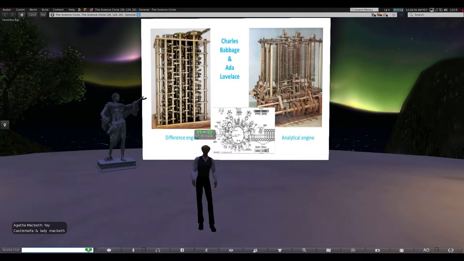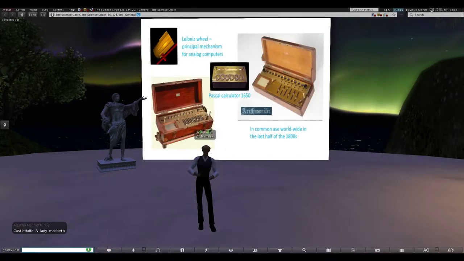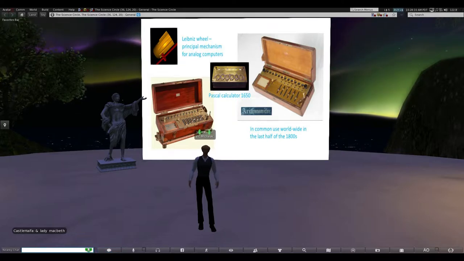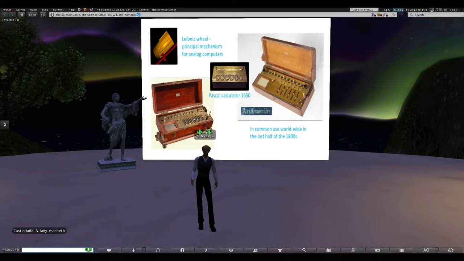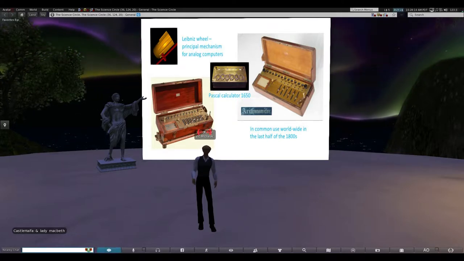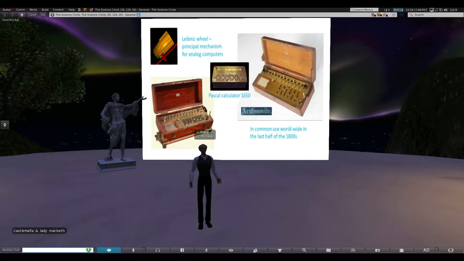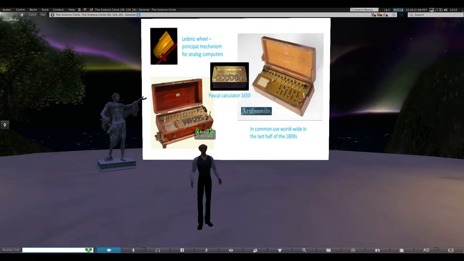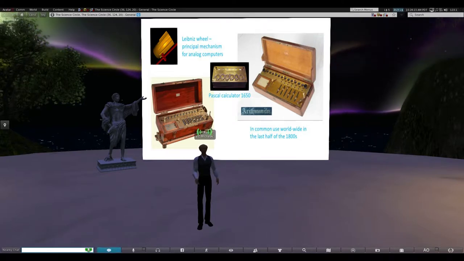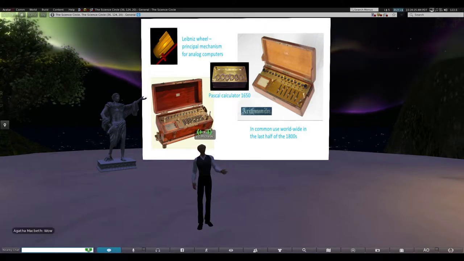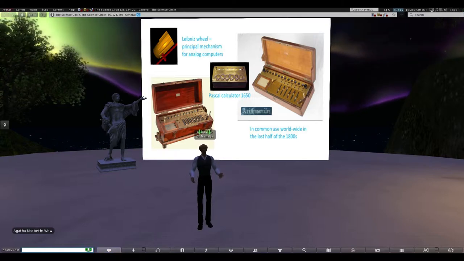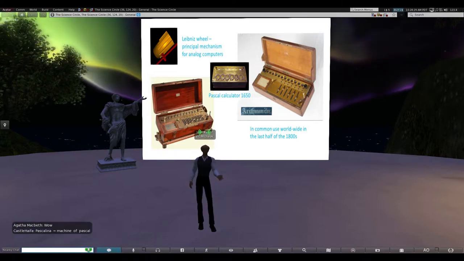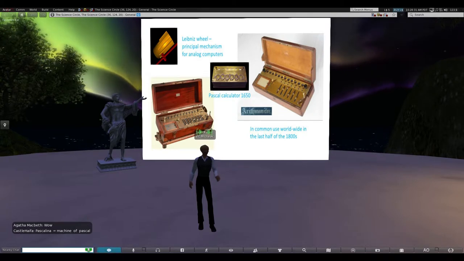Okay, now actually, this next one is something I didn't know about. I thought I knew about most of these devices, but when I was doing a little research, I found this because I wanted to find what was between, say, Babbage's machine and IBM. And I found out, first of all, let's take a look at the machine in the middle. That was called a Pascal calculator.